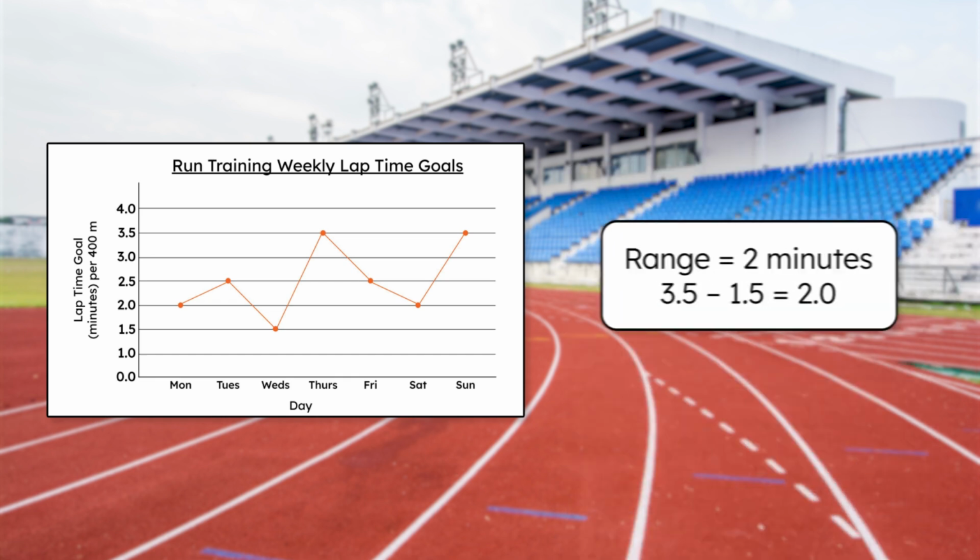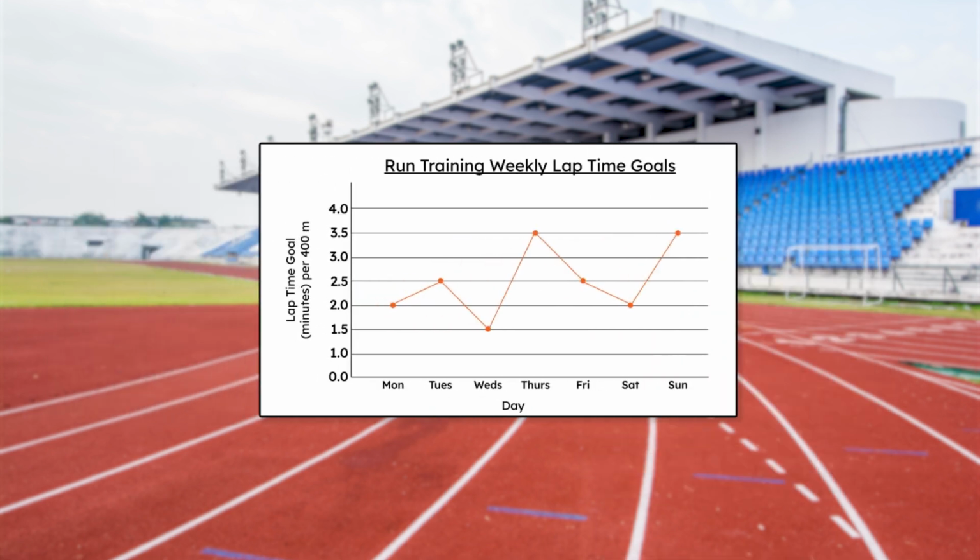The lap time range is 2 minutes. That's the difference between the fastest time, 1.5 minutes, and the slowest, 3.5 minutes. The fastest lap goal happens on Wednesday. The recovery days are Thursday and Sunday because the lap times are much slower at 3.5 minutes, helping athletes stay active without overtraining. Now we're using data just like a coach.